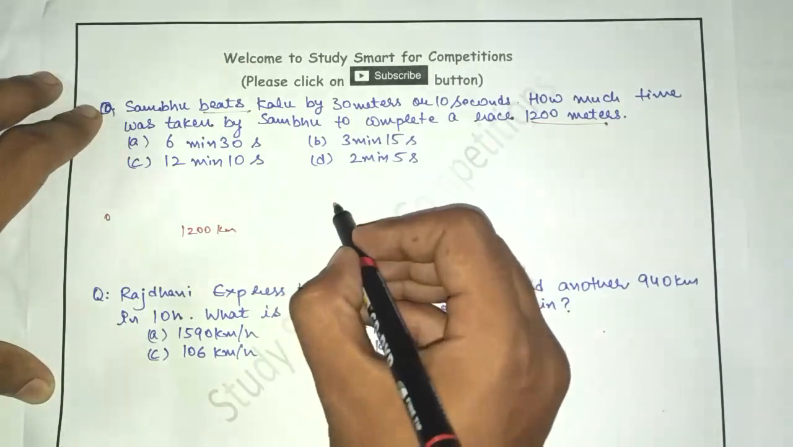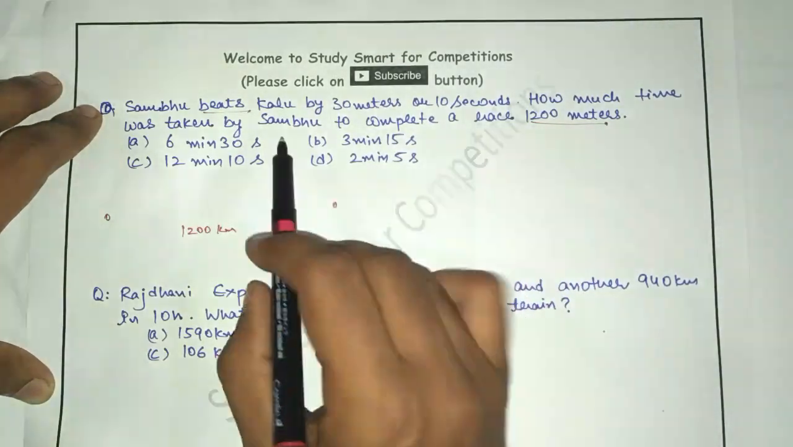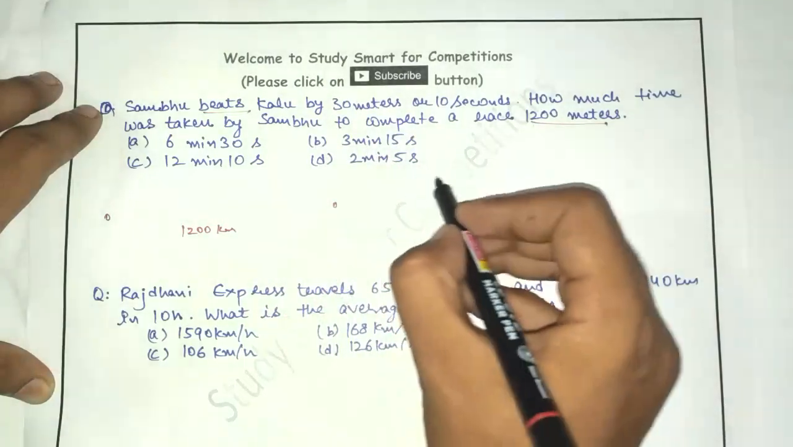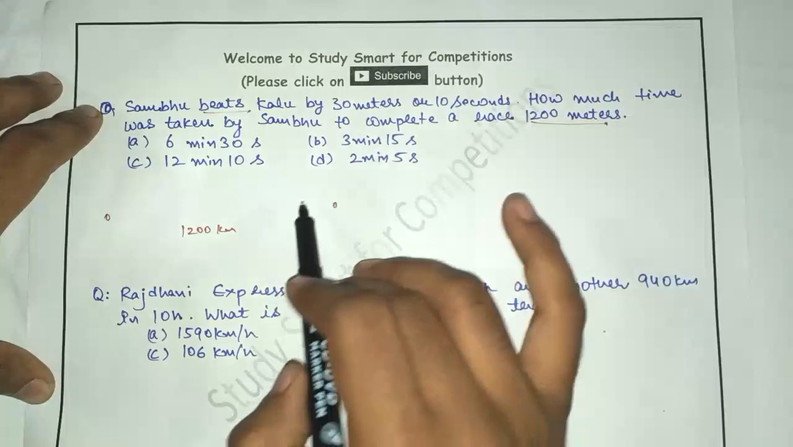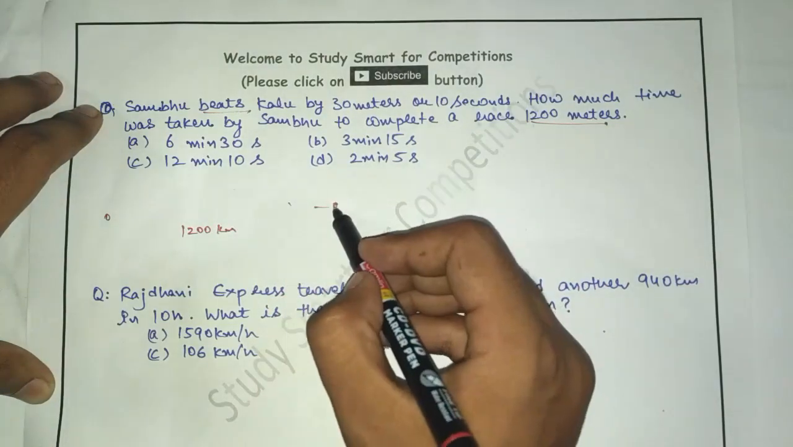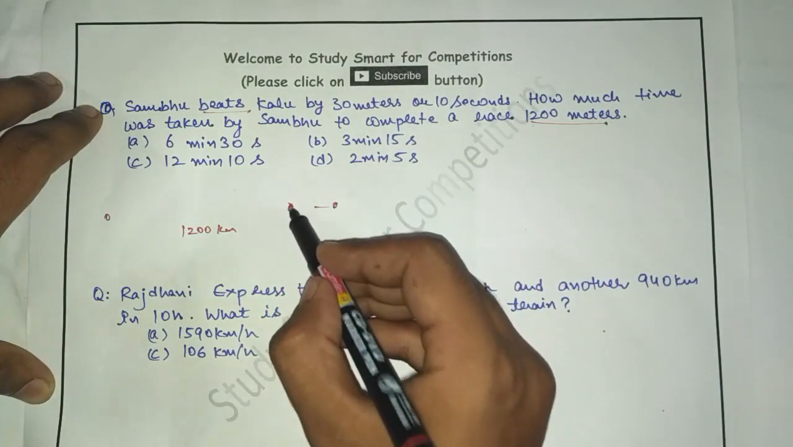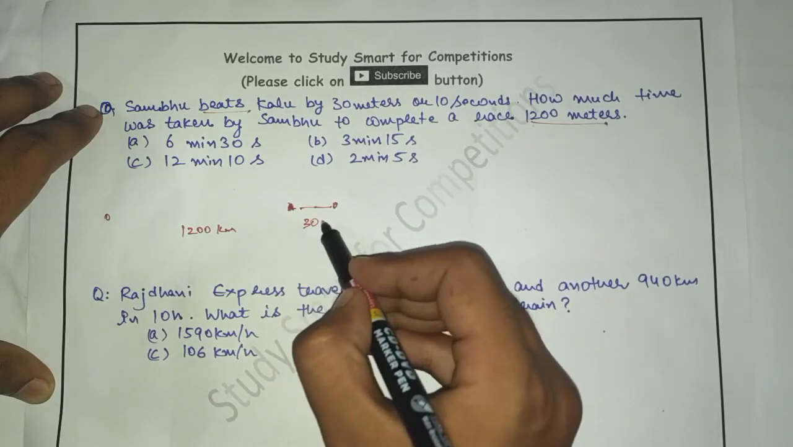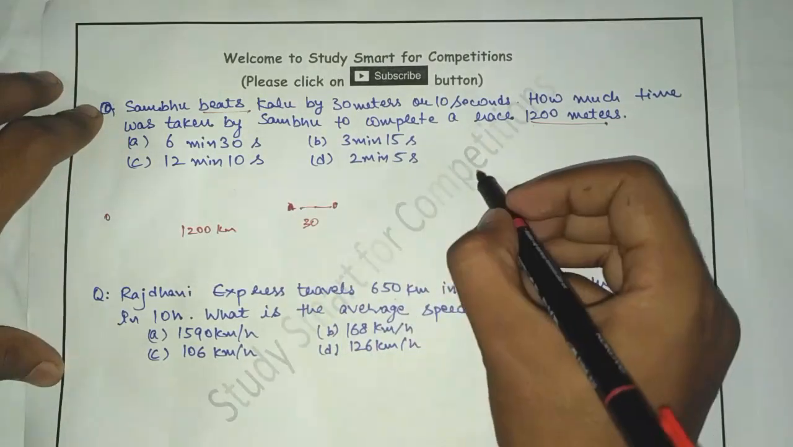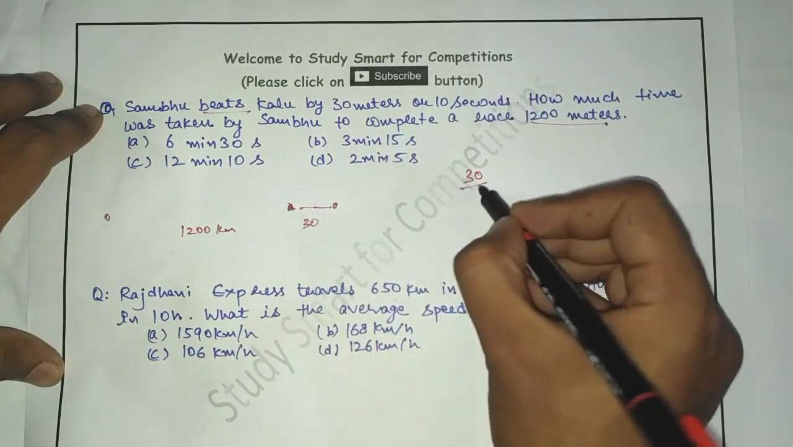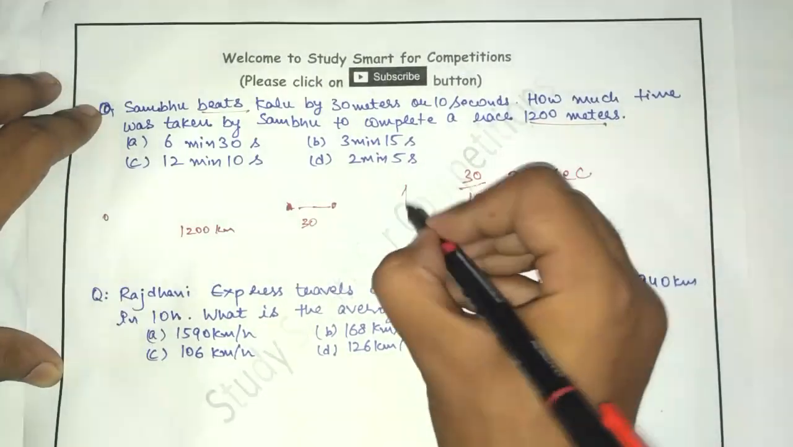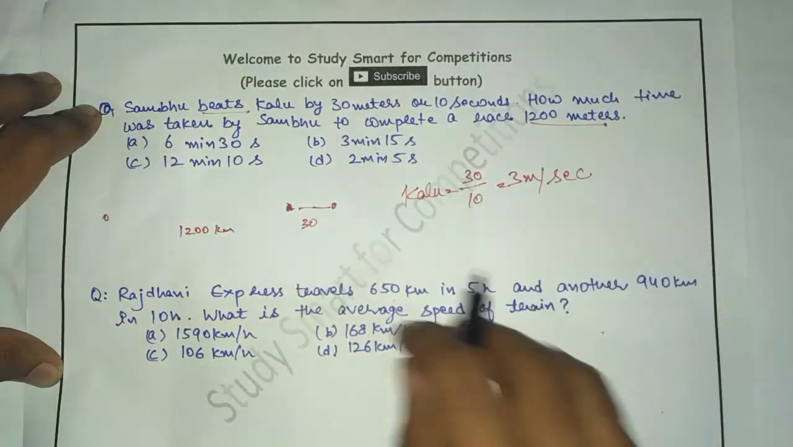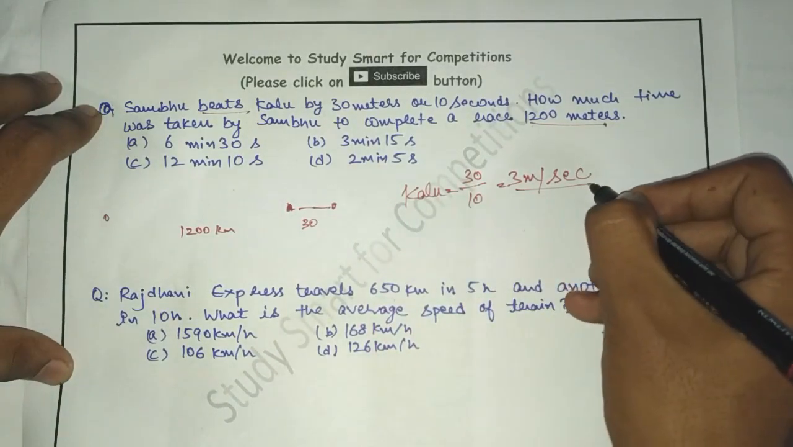So Shambhu has already completed the race, and Kalu has yet to complete 30 more meters, or we can say that Kalu has to complete those 30 meters in 10 seconds, because Shambhu has completed and now Kalu is here. He has to complete these 30 meters in 10 seconds. So his speed would be 30 meters in 10 seconds. That comes out to be 3 meters per second for Kalu. I hope you understand. So Kalu's speed would be 3 meters per second.